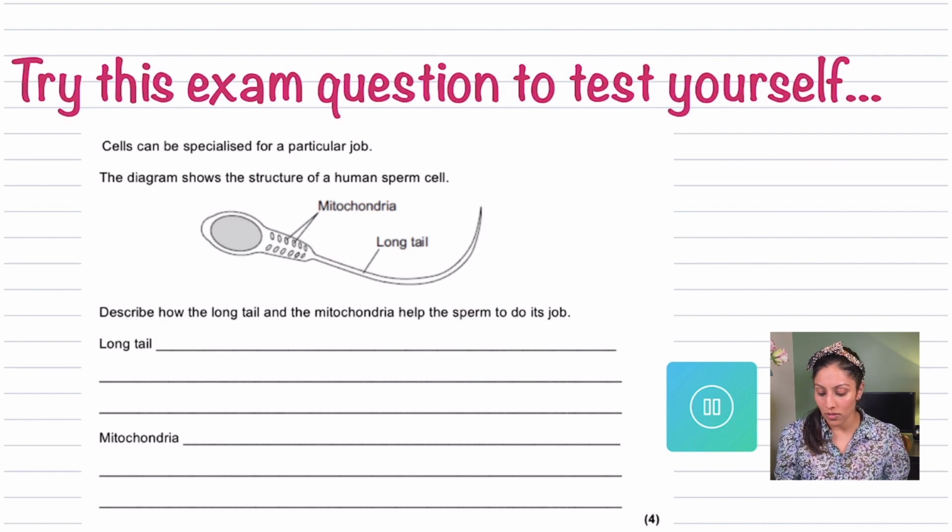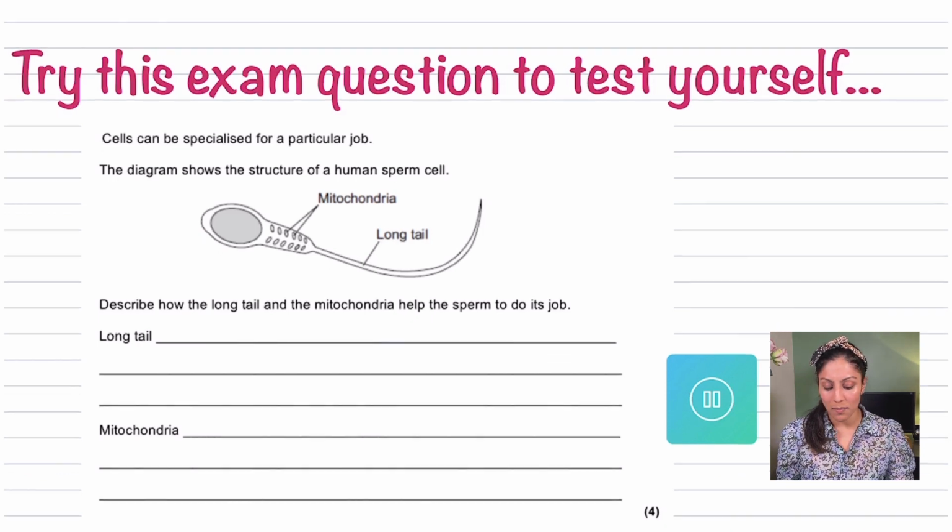So the question reads, cells can be specialized for a particular job. Now the diagram shows the structure of a human sperm cell, and it's labelled here mitochondria and the long tail. Now it says describe as your command word, so really saying what you see. Describe how the long tail and the mitochondria help the sperm to do its job. So what's a better word for job that we learnt today? Yep, that's right, it is function.